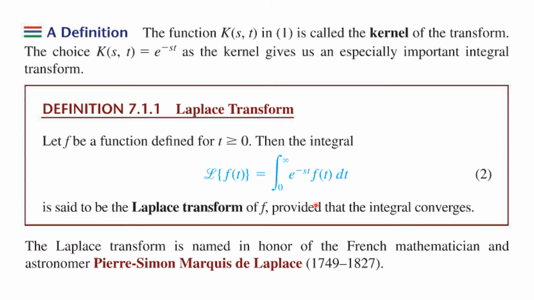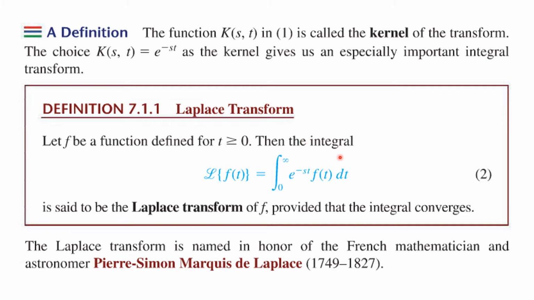So moving on to a definition. The function k of s, t on the previous page is called the kernel of the transform. And if we choose k of s, t to be e to the minus st as the kernel, this gives us the Laplace transform. So here's the definition.